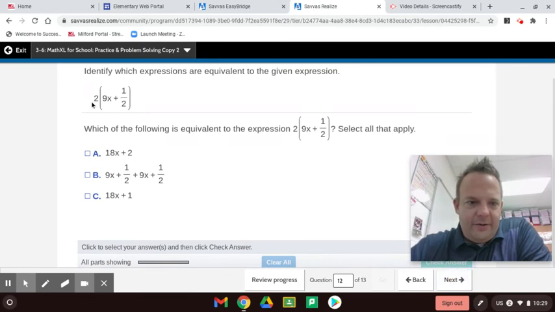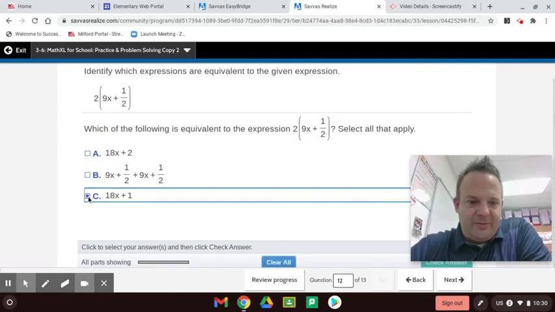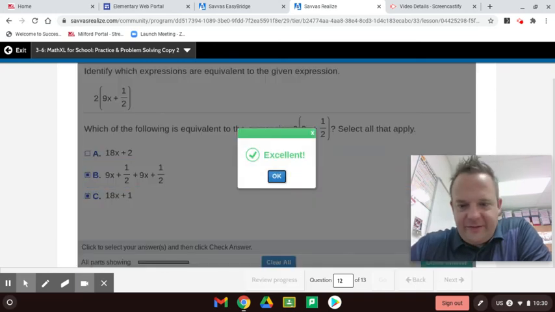All right. 2 times 9x is 18x. And 2 times a half is 1. So 18x plus 1. That one's not right. And now look, 9x plus 9x is 18x. A half plus a half is 1. These are fun.